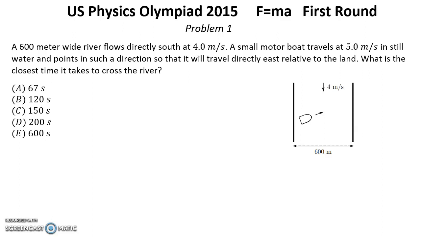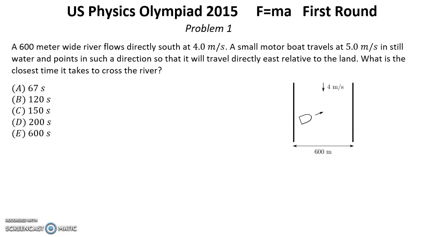Problem 1. A 600 meter wide river flows directly through 4 meters per second. A small motor boat travels at 5 meters per second in still water and points in such a direction so that it will travel directly east relative to the land. What is the closest time it takes to cross the river?